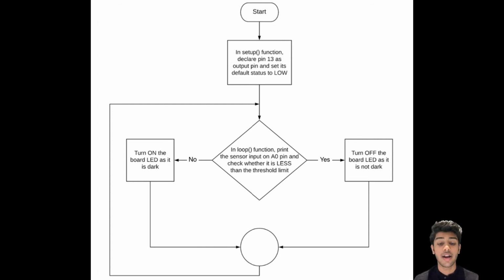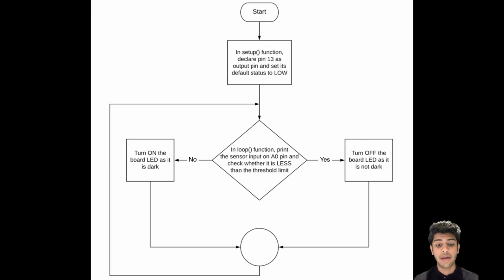According to our environment, we can use this threshold limit for our own advantage. If we want it to trigger only when it is absolutely pitch black, we will increase the threshold limit to around 800. And if we want it to trigger even with a little bit of darkness, the threshold limit should be around 400.